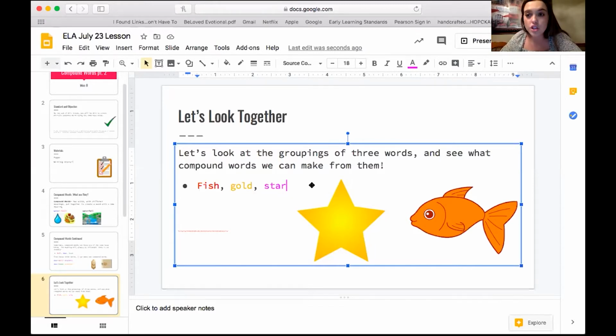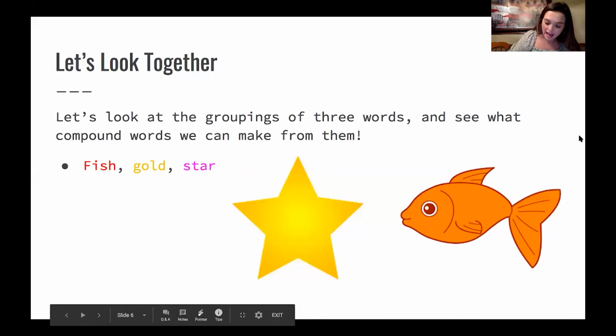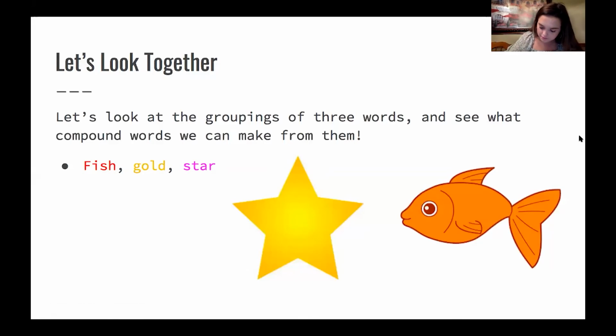Is fish gold a word? No, fish gold is not a word. But what about goldfish? Is goldfish a word? Yes, goldfish is a word. So I'm going to go ahead and write out gold plus fish equals goldfish, okay? And so now that we have that first compound word, you guys can see we have used 2 of those words. Now, one of those words I'm going to use again to make our second compound word.